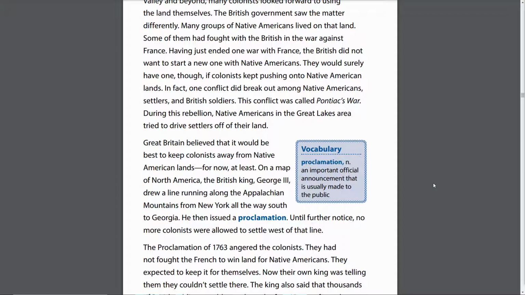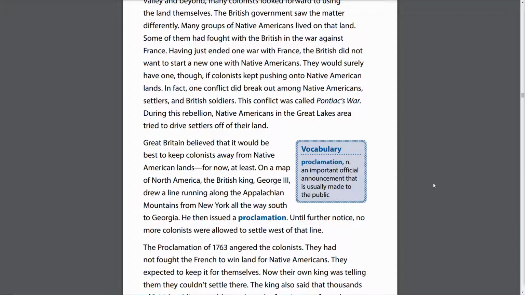Okay, so that's the definition, and you should be using the definitions from the book. Please do not copy and paste a definition for your vocabulary assignment from the internet or from anywhere else. Please use the definitions from the book.